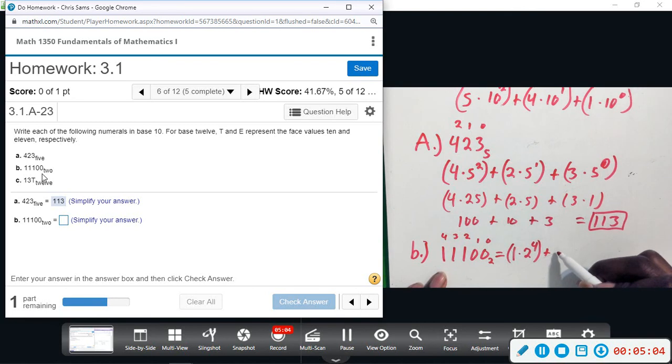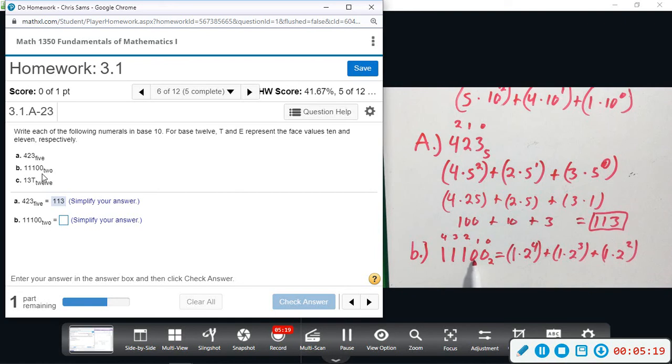plus 1 times 2 to the third, plus 1 times 2 to the second. All right, and then we'll have plus 0 times 2 to the first. So this is just going to give us 0. So the last two terms are going to give us 0. But if you want to write them out, plus 0 times 2 to the 0. So this is just 0 and 0. So 2 to the fourth, 2 to the third, and 2 squared. That's what we're going to be adding up.